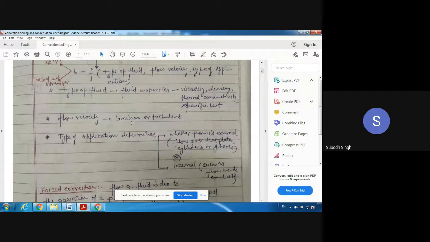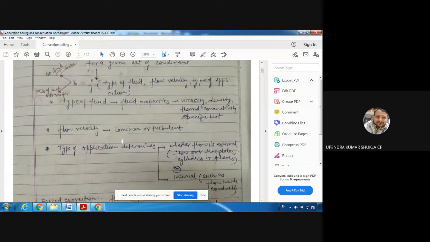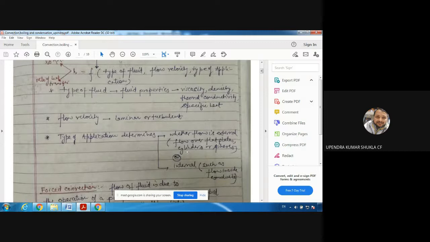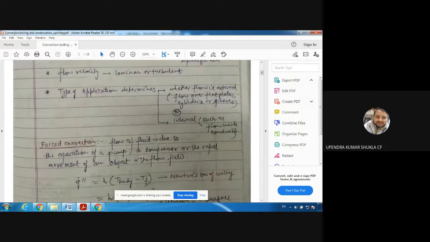Okay, so depending on the flow velocity, whether it is a low velocity region or high velocity region, the flow can be divided into different regions: laminar flow and turbulent flow. And the type of application determines whether the flow is external, over flat plates, or over cylinders or spheres, or internal flows such as flow inside conduits, meaning inside pipes. The pipe may be cylindrical or parallelepiped or anything.